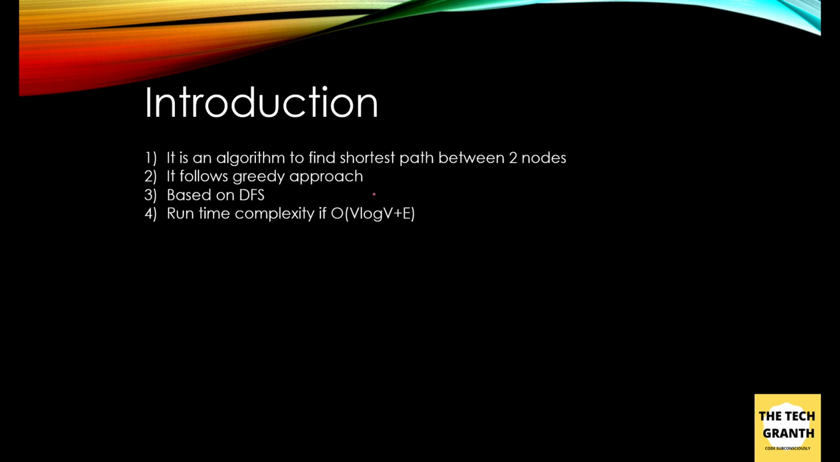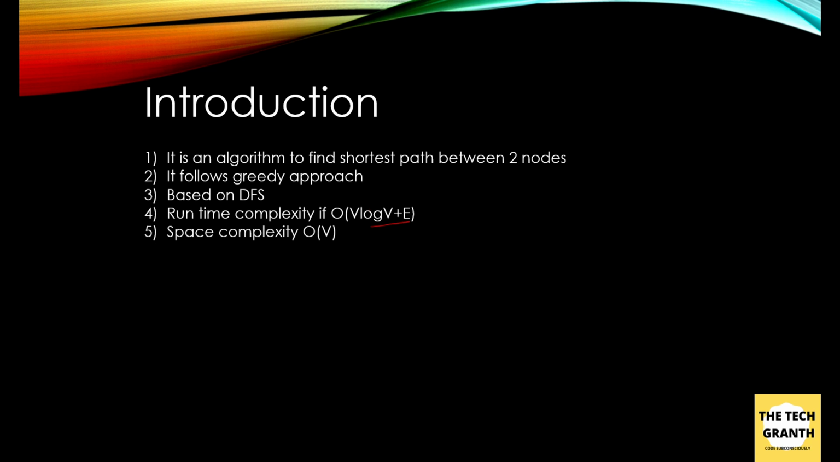Since it follows a greedy approach, to implement Dijkstra's algorithm we use a priority queue or a heap. If you have to traverse a priority queue, or add or remove an element from it, it takes log of V. V is the vertices, so the number of vertices times log V. The reason is that every time you add something to the priority queue, it needs to be heapified, so it takes log of V time for that. And since you have to traverse all the edges, there is an additional runtime complexity of plus E here.